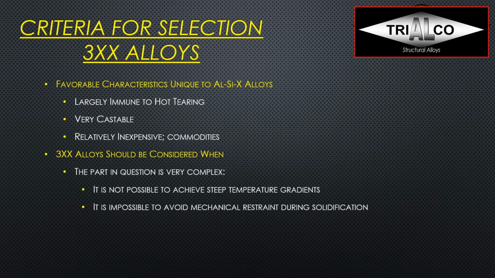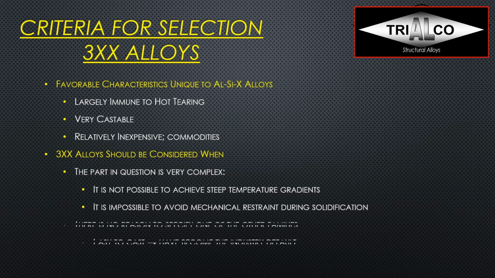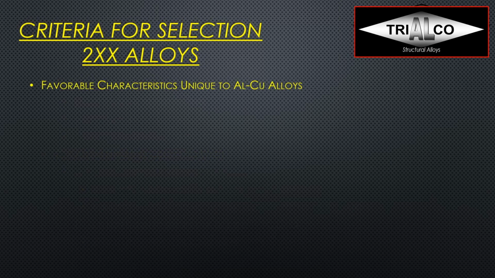The 300 alloys should be considered when the part in question is very complex, when it's not possible to achieve steep temperature gradients, so directional solidification is not possible, and it is impossible to avoid mechanical restraint during the solidification. You would also choose them if there is just no reason to specify one of the other alloy families, because most of them will be more expensive than just the standard alloys. They're easy to cast and have become the industry default.